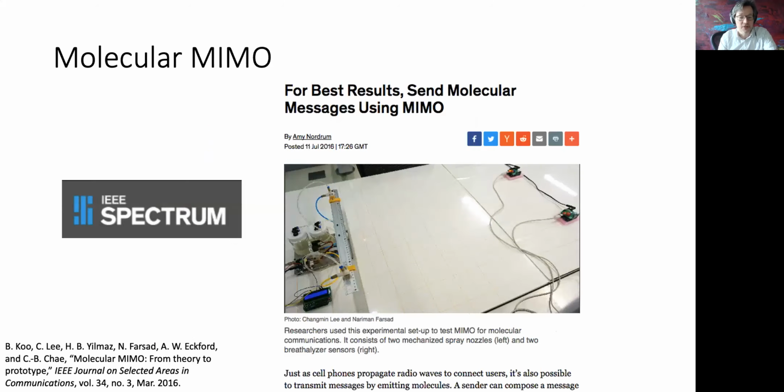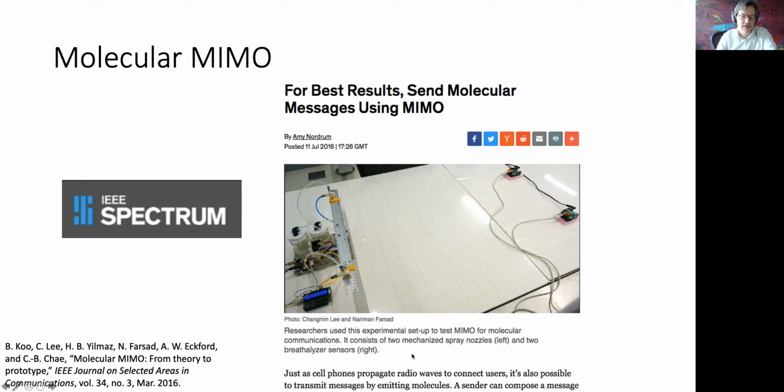These ideas have been taken further. We've actually talked in this course about, so here we have an idea for molecular MIMO. We talked about this a couple of classes ago. But we actually built a device. Actually, it was my collaborator in South Korea who built the device along with my former student, Nariman, who's now a professor. So congratulations to him. He did very well for molecular communication. And they built this MIMO device.